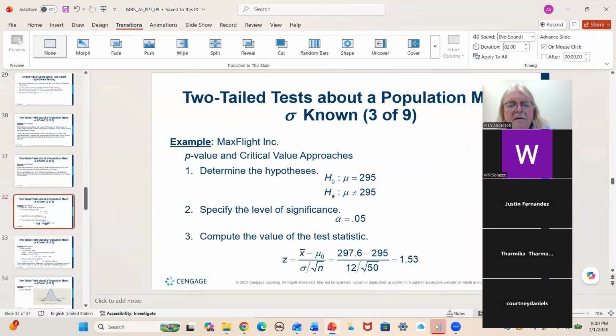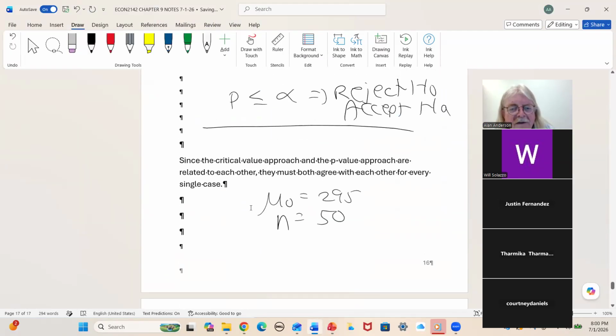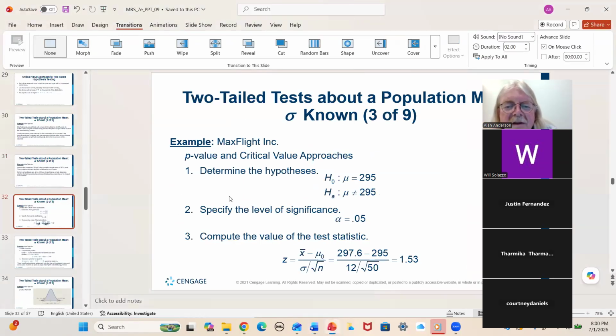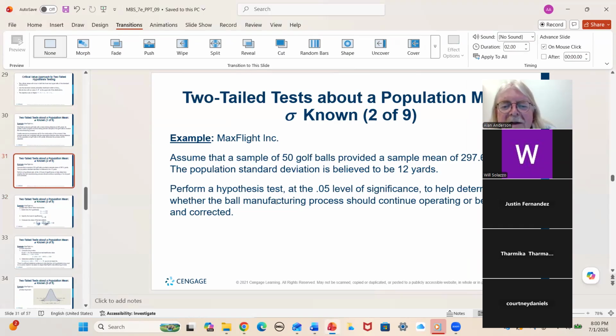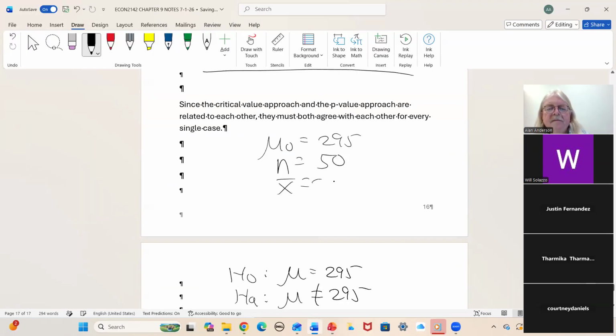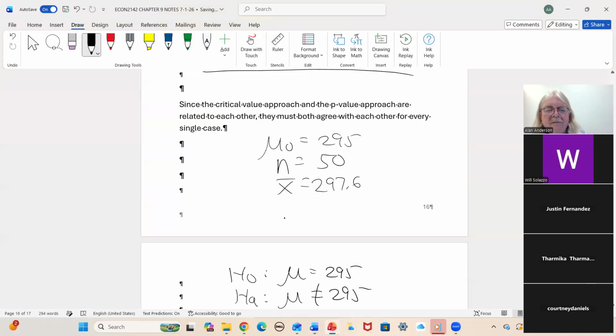And because, oh, I forgot to write down the data that they gave us, or at least I didn't get all of it. Somewhere in here they mentioned the standard deviation. Oh, there it is. The sample mean from these golf balls is 297.6. And they're trying to be careful here to make sure we're aware that this refers to the population standard deviation. It's 12.